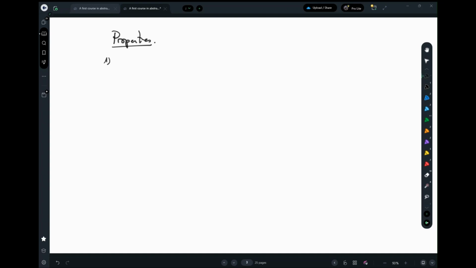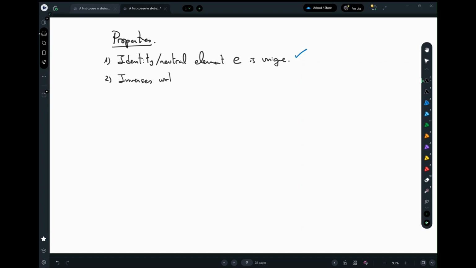First of all, and we proved this in the previous video, the identity element, or neutral element, in a group is unique. That we have proved, so I'm going to put a check mark right there. Then we also proved that inverses with respect to the operation star are unique. And we also proved this in the previous video. What else can we prove?